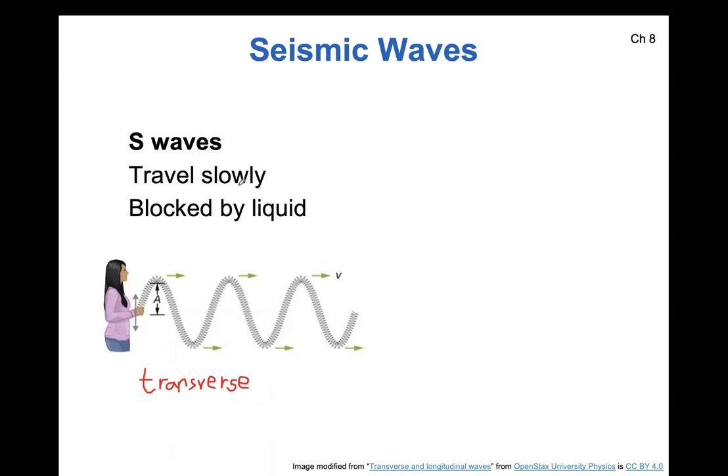They do tend to travel slowly, and most importantly for our discussion, they are blocked by liquid. They cannot travel through liquid because they have to have some sort of restoring force to bring the wave back down. Liquid doesn't have elasticity. It just flows, by definition. And the same would apply to a gas. A gas also does not have elasticity.